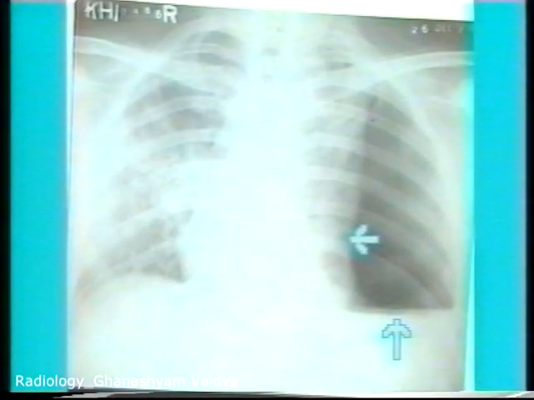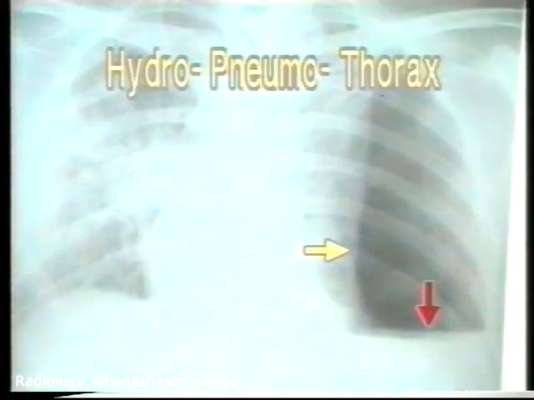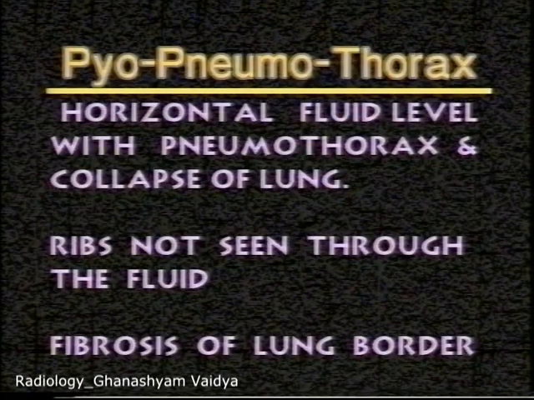This is another X-ray showing hydropneumothorax on the left side. Note the fluid level, the air above it, and the collapsed lung. In the close-up view, the red arrow shows the fluid level and yellow arrow shows the collapsed lung border. Whenever there is a horizontal fluid level with pneumothorax and lung collapse, it is a hydropneumothorax or a pyopneumothorax.